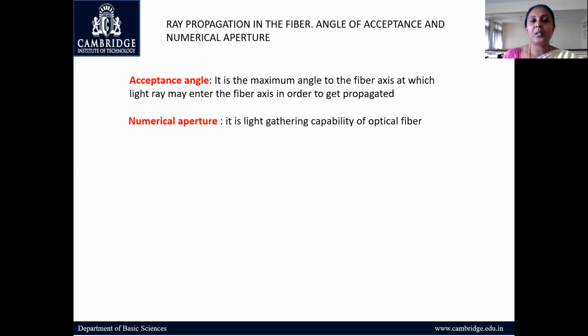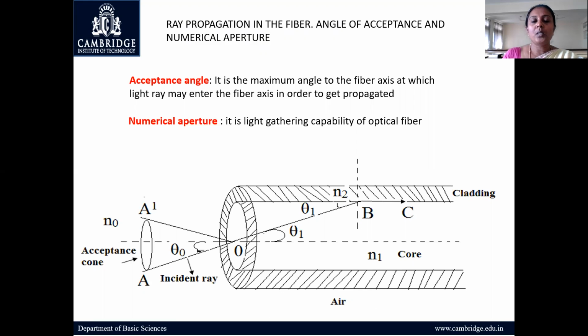So numerical aperture is the light gathering capability of an optical fiber. It is nothing but the amount of light which is propagating through the optical fiber that is known as numerical aperture. Now let us understand these two concepts. Let us take an optical fiber.